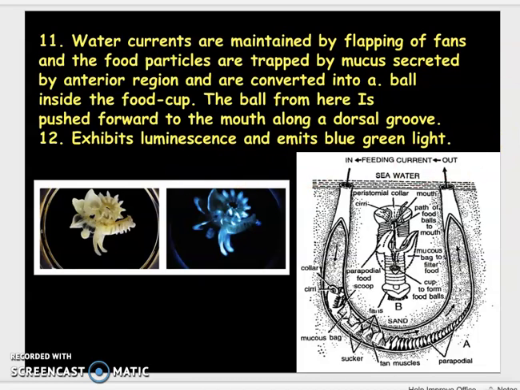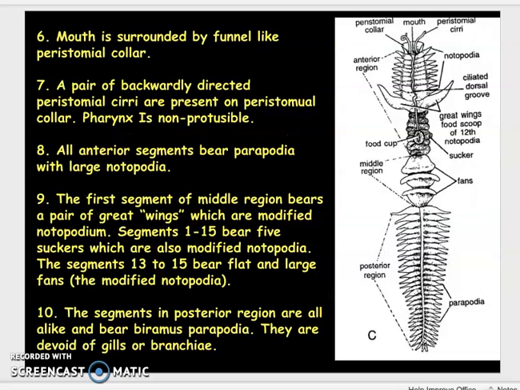Then, once again, we will go through this diagram. There is an anterior region, a middle region, and a posterior region. In the posterior region you can see the segments, and on both sides you can see the parapodia. In the middle region, the segments are modified into the form of a fan, and the beating of these fans reduces the temperature inside the U-shaped tunnel. And there is the anterior region.